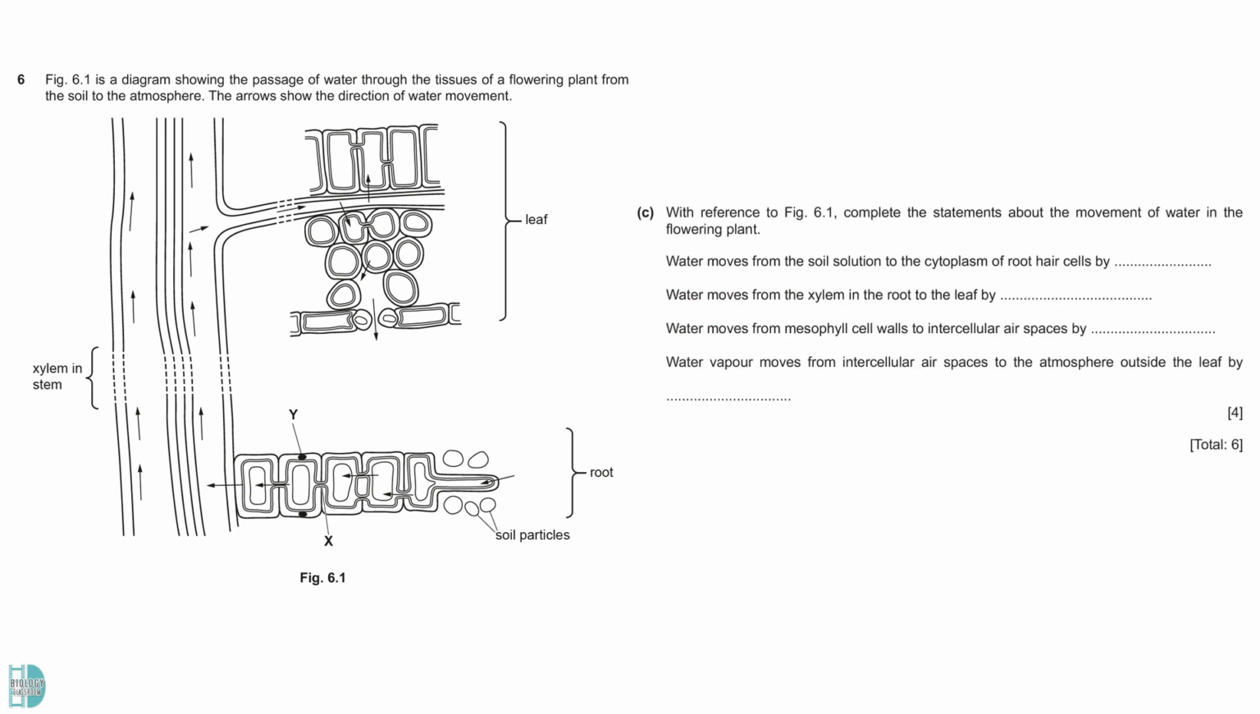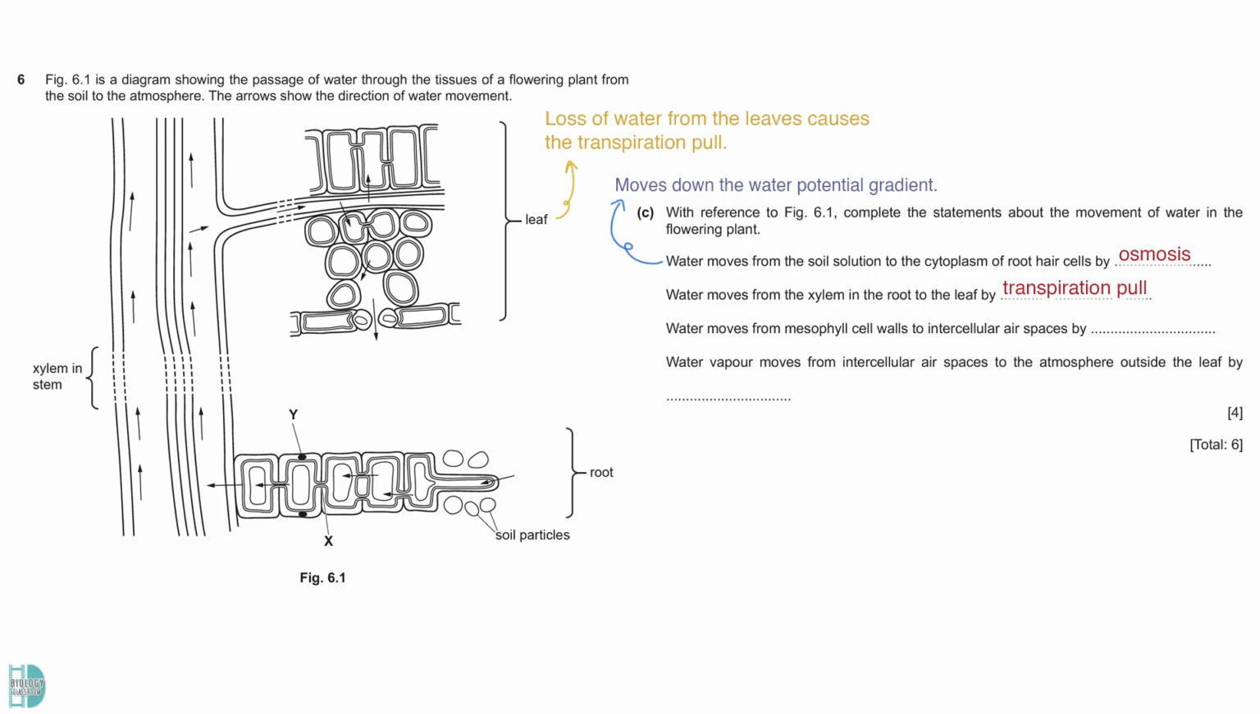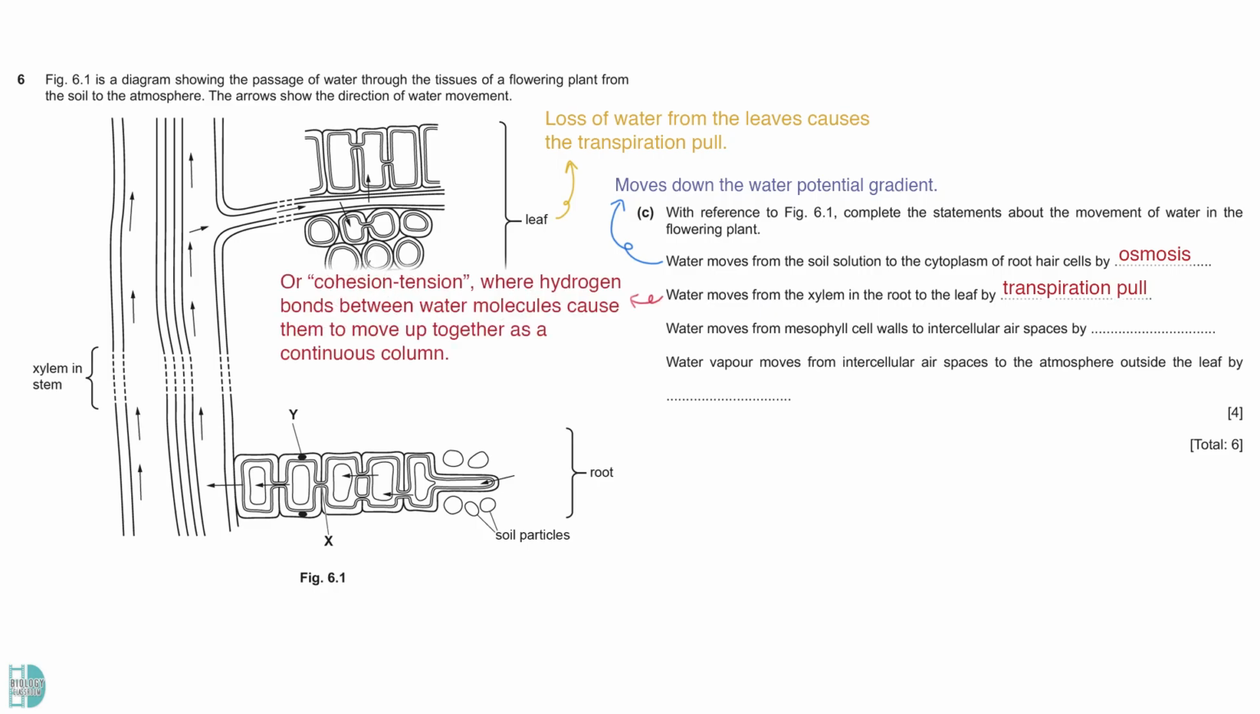When water moves from the soil solution to the cytoplasm of root hair cells, it moves down the water potential gradient and passes through the cell surface membrane. So, it is osmosis. The upward movement of water in the xylem is due to the transpiration pull. The loss of water from the leaves is the driving force for this tension. Besides, hydrogen bonds between water molecules cause them to move up together as a continuous column.